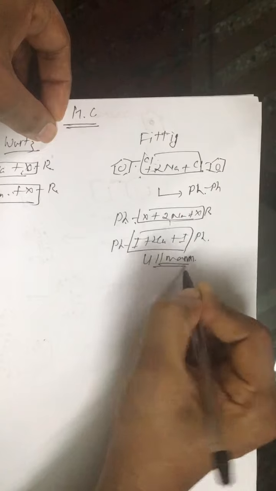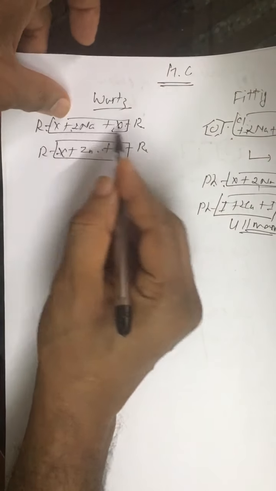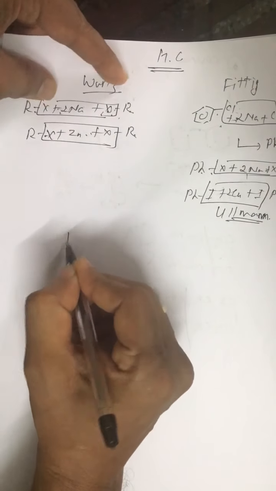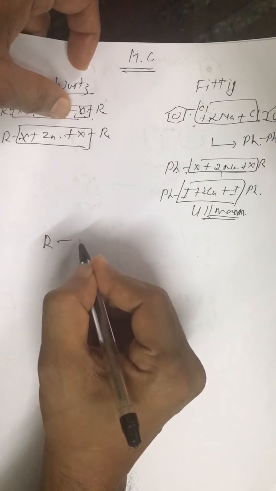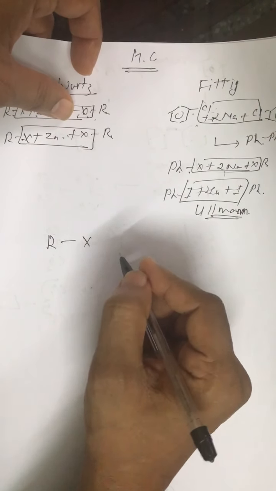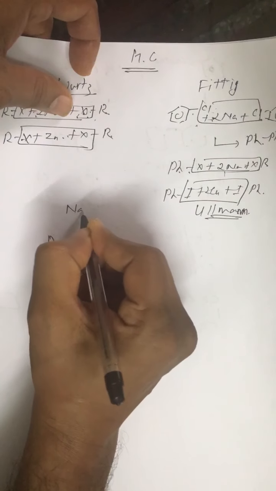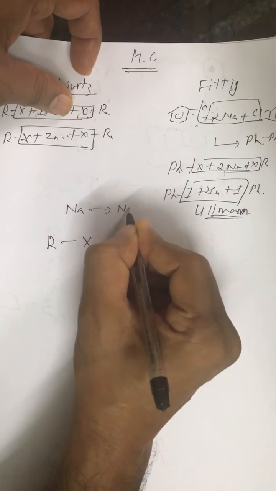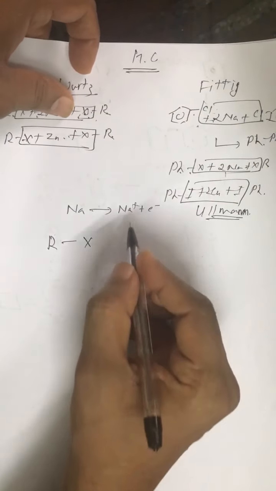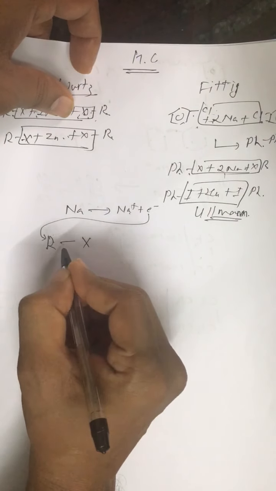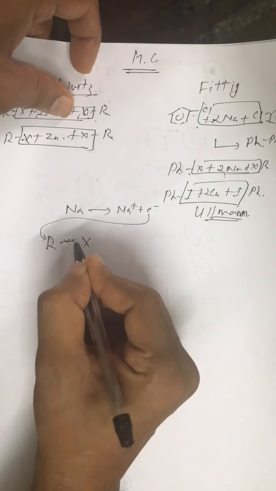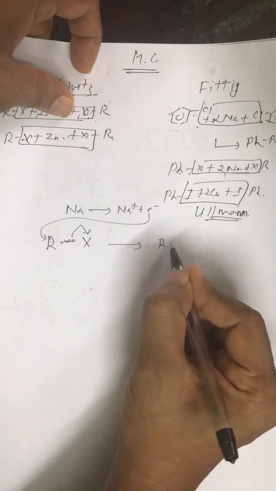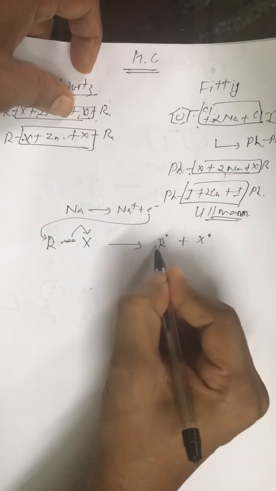In chemistry nowadays, name reactions are not that important. The point is, if you use alkyl halide, this mechanism can be explained on the basis of ionic mechanism or free radical mechanism. Sodium loses one electron and becomes positively charged. This electron attacks the carbon atom of the alkyl group, and this is the removal of X negative, plus we get R free radical.